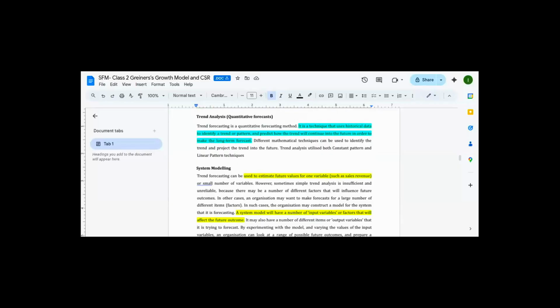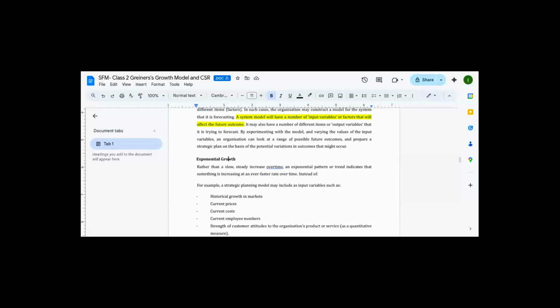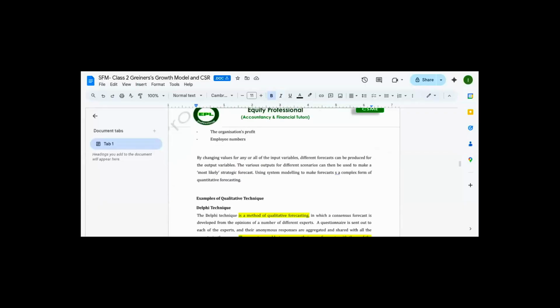So trend analysis, system modeling, exponential growth, time series analysis, including mean, median, mode, SPSS, that is the Statistical Package for Social Sciences, E-Views analysis, linear regression, chi-square. All these are the quantitative techniques that we can use to make forecasts under quantitative forecasting. Any statistical or mathematical tools, that is quantitative. But in qualitative, no statistical tools.